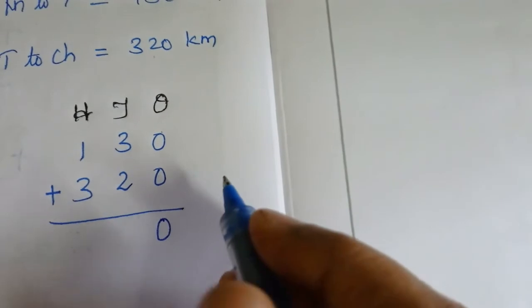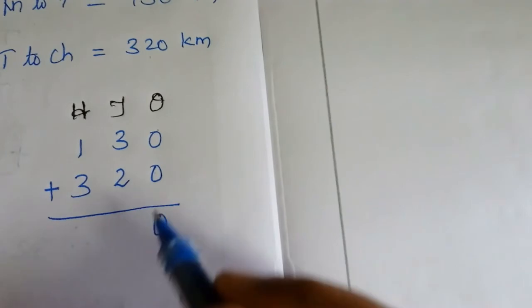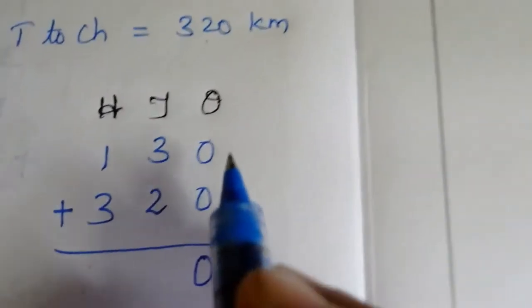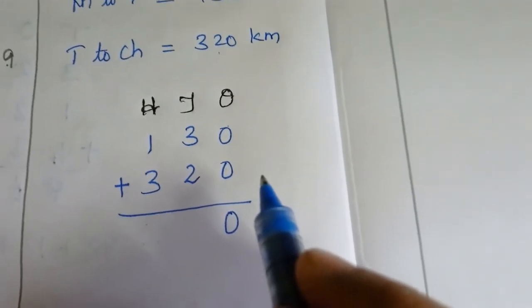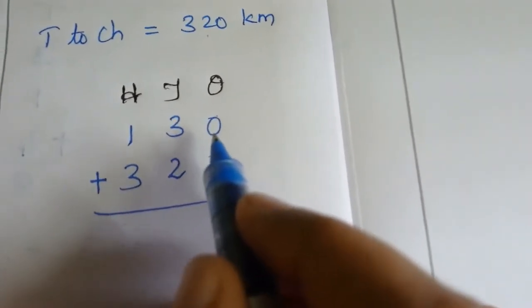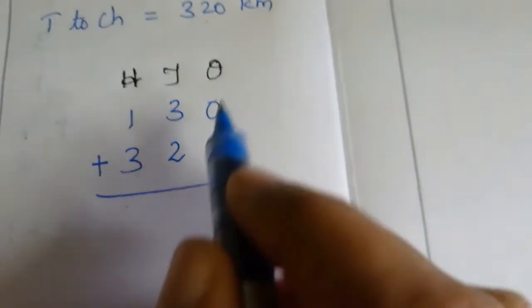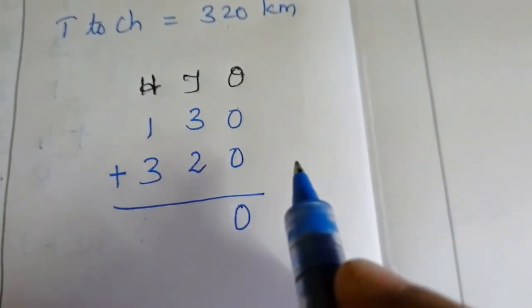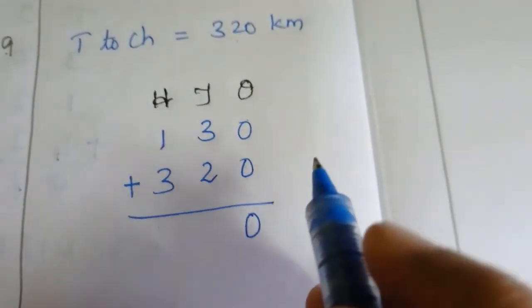When 0 is added to any number, we get the same number as the sum. If 0 is added to 1, you get 1 as the answer. If 0 is added to 5, we get 5 as the answer. But here 0 is added to 0, so we get 0 as the answer.